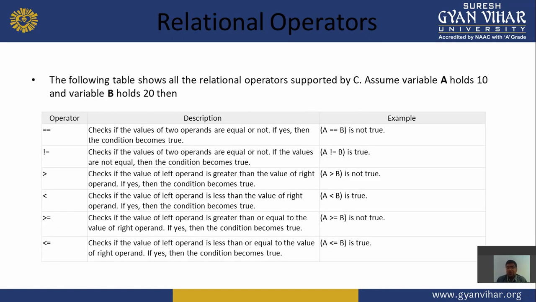There is the equal to operator when we compare two numbers, to check whether they are equal or not. If they are both equal, then it returns true. If both are not equal, it returns false. Then the not equal to: if both numbers are not equal, then it returns true, and if both numbers are equal, then it returns false. Then greater than, less than, greater than or equal to, less than or equal to.